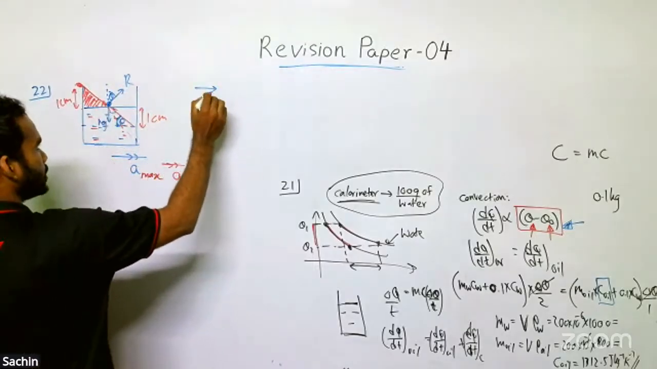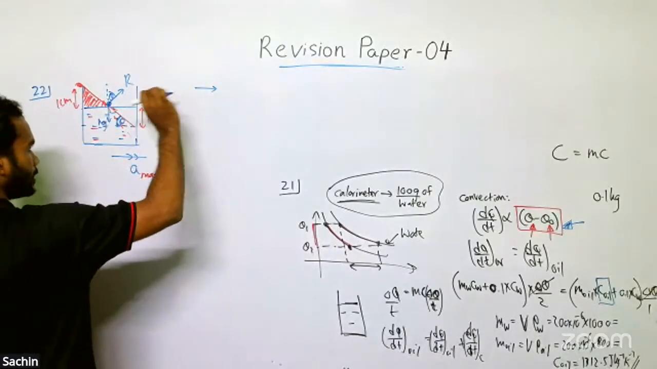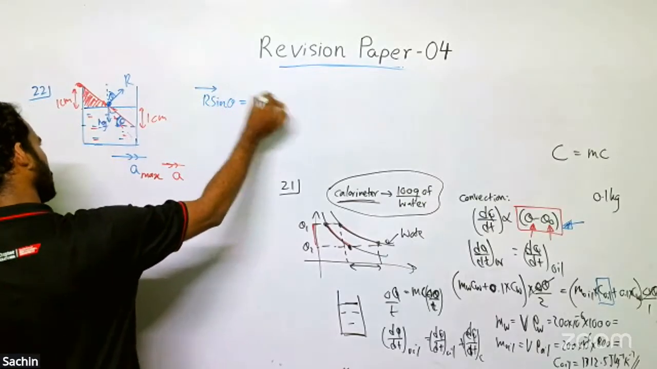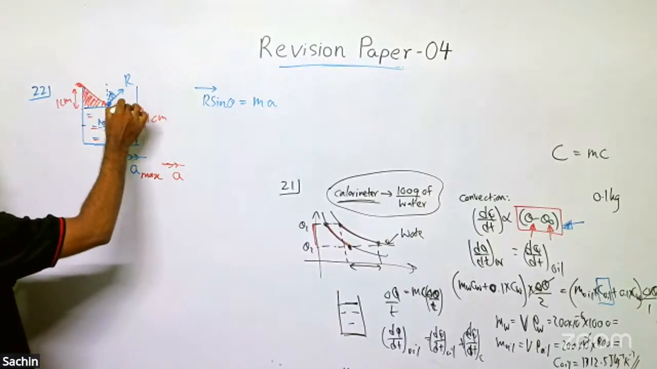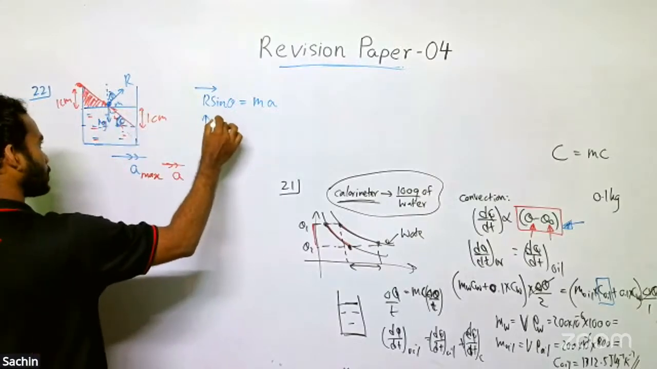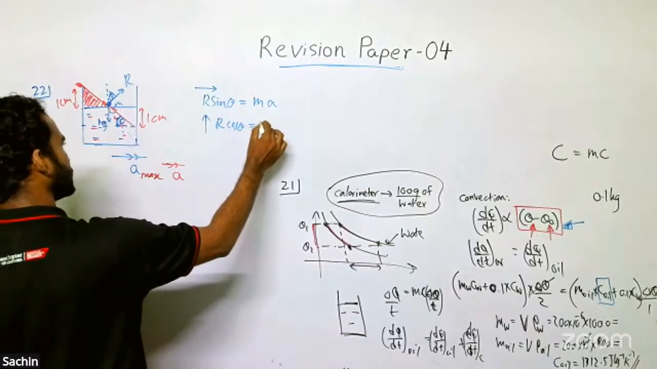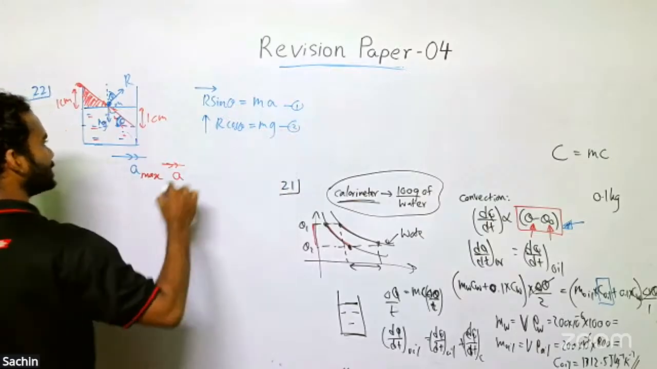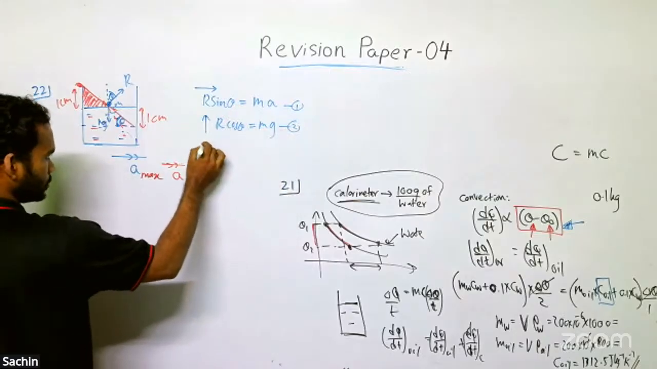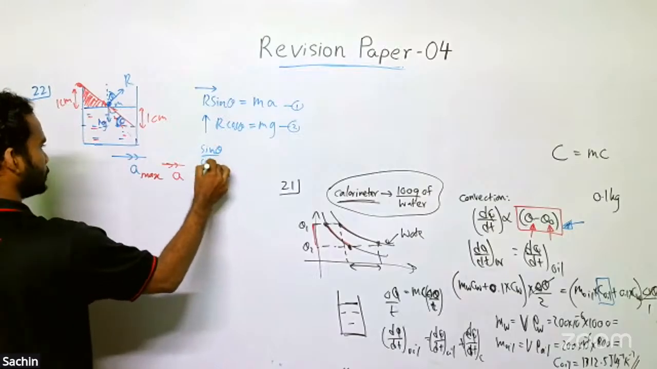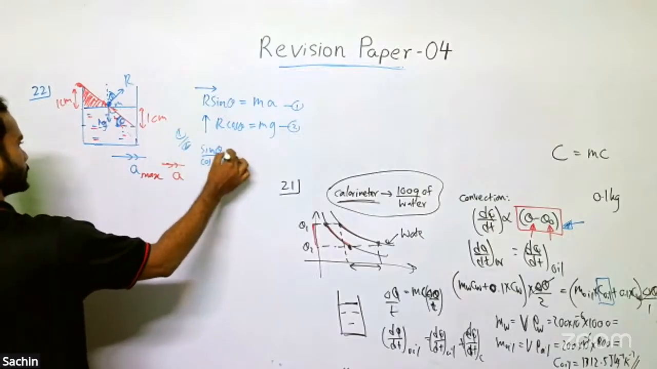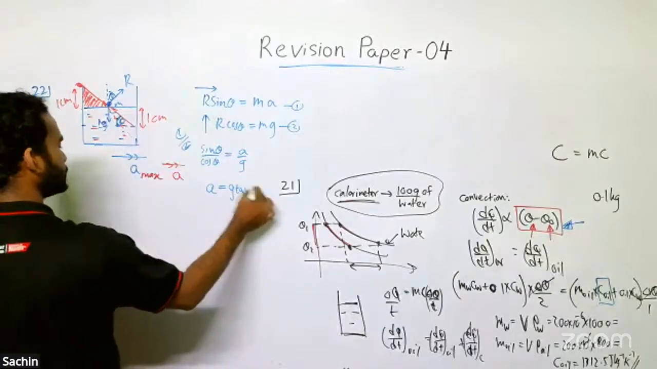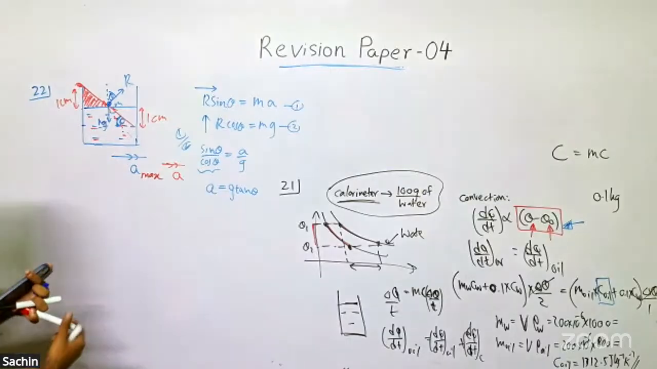So if you consider the horizontal movement, the required unbalanced force is provided by R sine theta. So R sine theta should be equal to ma if the mass is m, and R cos theta should balance the weight. So when you divide these two, you can interrelate the angle and the acceleration. How? Sine theta over cos theta becomes equal to a over g. So acceleration is nothing but g tan theta. Here sine theta over cos theta means tan theta.